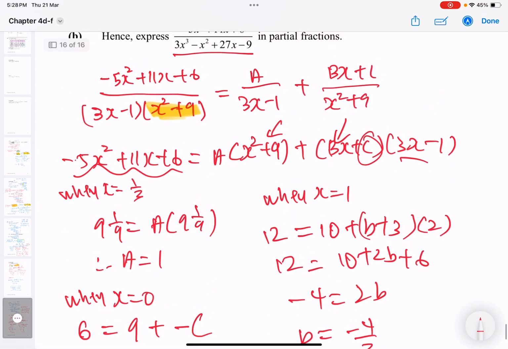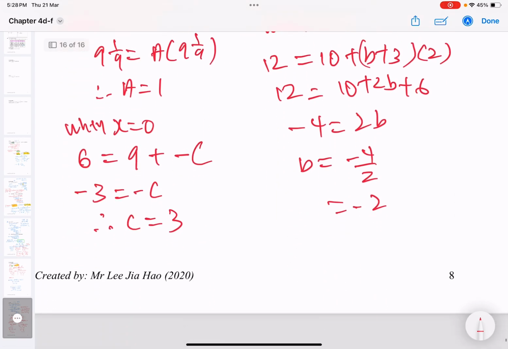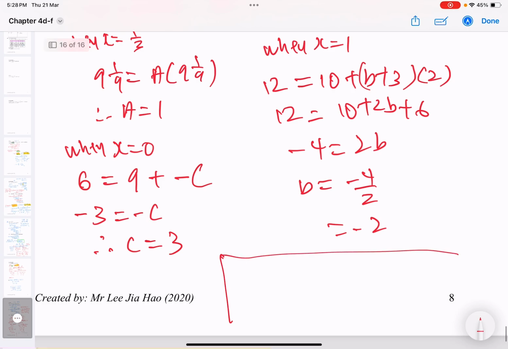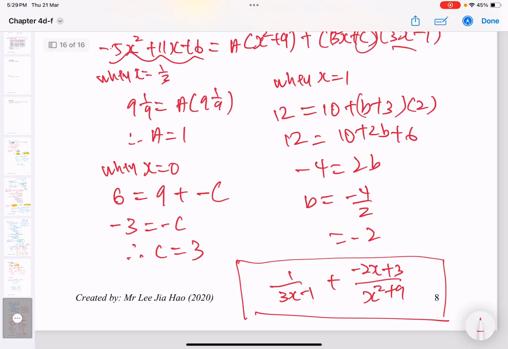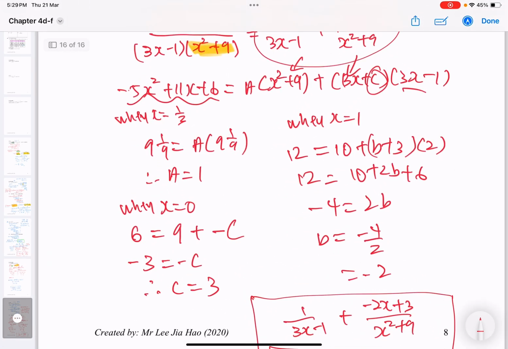So I just substitute A, B, and C back into the original partial fractions. My final answer is going to be 1 over 3x minus 1 plus negative 2x plus 3 over x squared plus 9. Okay, so this is how I do this question.